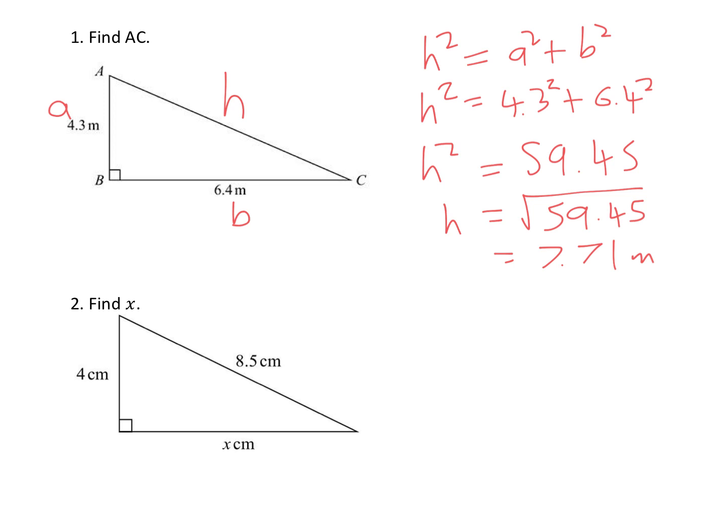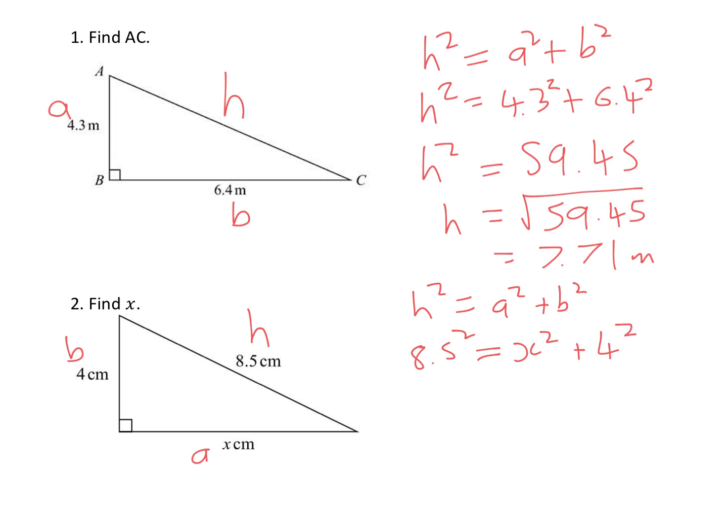Example 2, find x. So step 1, label our sides. Hypotenuse is the longest one, opposite the right angle. So these two will be our a and b. So we can state Pythagoras theorem to begin with. h squared equals a squared plus b squared. And then 8.5 squared would equal a squared, or in this case, a is x, so x squared plus 4 squared.